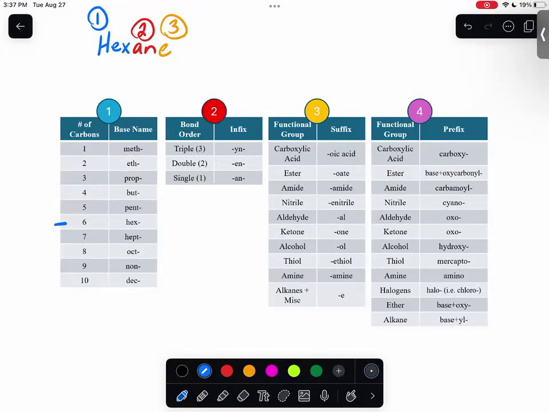All right. The second piece is the bond order. We're looking at these in terms of single, double, and triple bonds. For hexane, as we saw, they were all single bonds between the carbons. So because of that, whenever we take a look at the second piece, the single bonds have this infix, which just means that it goes between the base name and what is going to be the suffix, and it is AN. So that's where the AN comes from. That tells us that it's all single bonds.